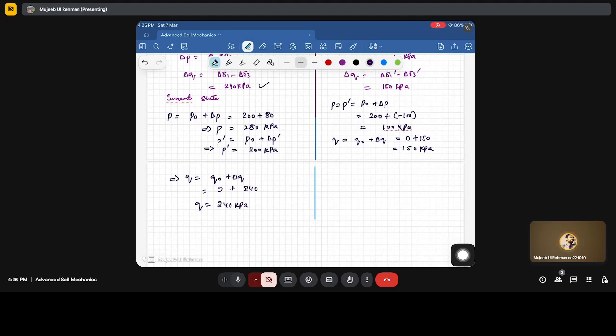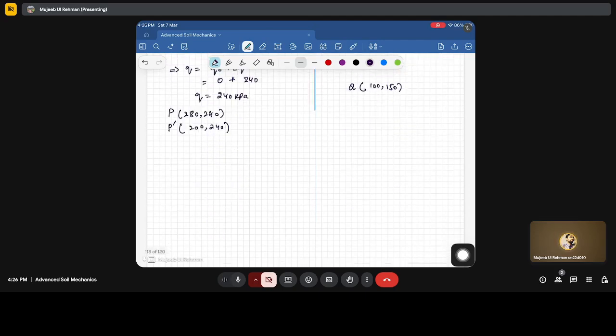So we have the stress states now. If we talk about the total stress, it is 280, 240 for A and 100 for B, which we show by P. P dash is 200 and 240, and here we have the Q state given by 100, 150. Can we plot the total stress path and the effective stress path?